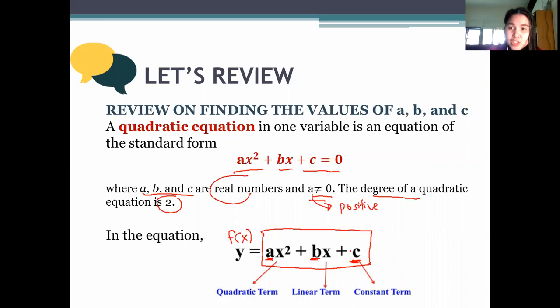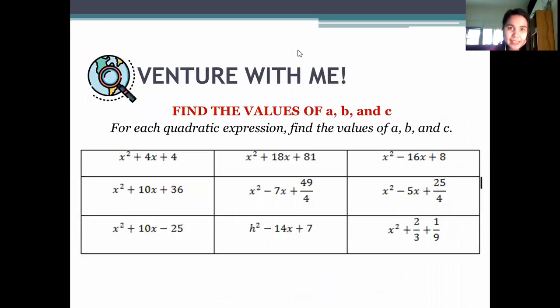Now, for our activity, let me assign. Let us find the values of A, B, and C. And this time, I'll be assigning who will answer. Sorry, I want to give a chance to the rest, so others didn't get a bonus point yet. We'll get a bonus point today. Okay, let me write the names. You need to tell me the values of A, B, and C.